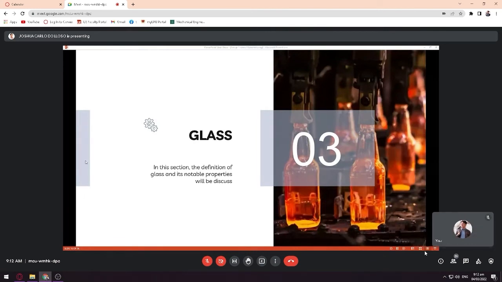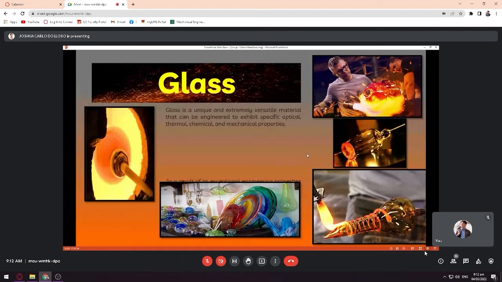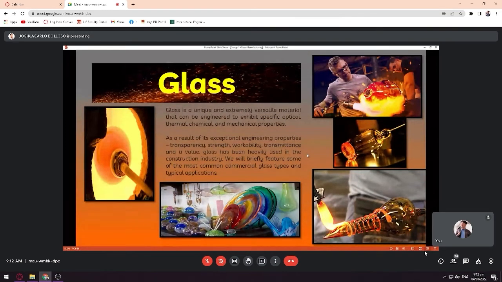So for section 3, glass, in this section, the definition of glass and its notable properties will be discussed. Glass is a unique and extremely versatile material that can be engineered to exhibit specific optical, thermal, chemical, and mechanical properties. As a result of its exceptional engineering properties, transparency, strength, workability, transmittance, and U-value, it has been heavily used in the construction industry. We will briefly feature some of the most common commercial glass types and typical applications.